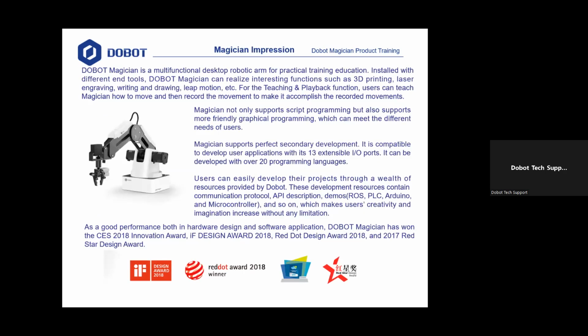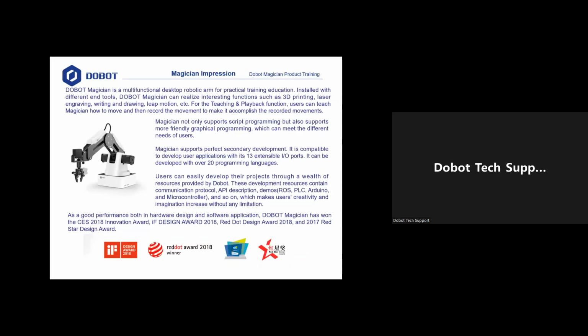Dobot Magician is a multifunctional desktop robotic arm for practical training education. With different tools, Dobot Magician can realize interesting functions such as 3D printing, laser engraving, writing and drawing, and so on. And it also has the teaching and playback function. For the programming method, Magician supports scripts as well as graphical programming, which can meet the different needs of users.